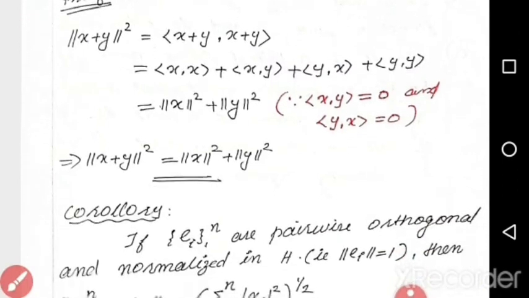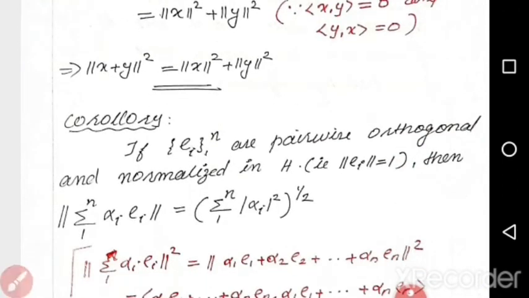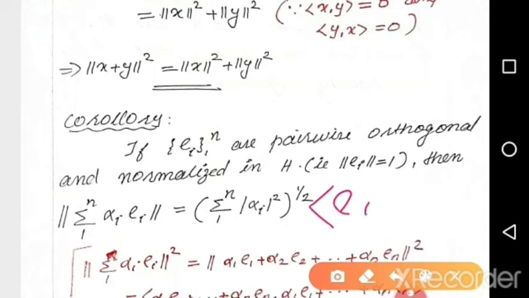And the third one is a corollary. Here we have a collection E_i, i from 1 to n, that are pairwise orthogonal and normalized in H, which means inner product of E1 E1 is 1 and inner product of E1 E2 is 0, etc. That is, inner product of E_i E_j is equal to delta ij, which is 0 if i is not equal to j and 1 if i equals j. And we have such a pairwise orthogonal and normalized set in H.